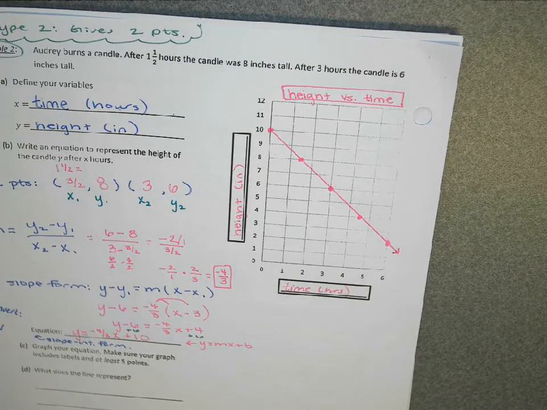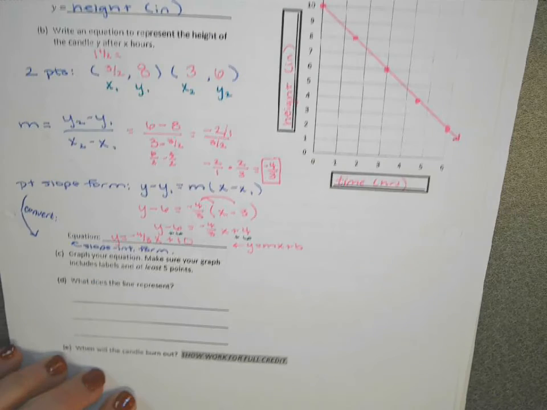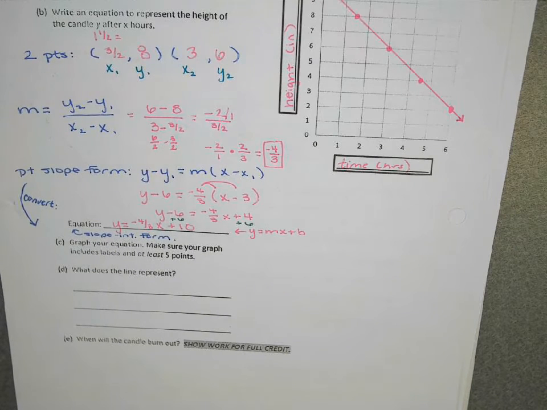I think my graph should be complete. I have the x and the y axes labeled. I have a title. I count. I make sure I have at least 5 points. I connected those with a straight edge. Okay. What does this line represent?